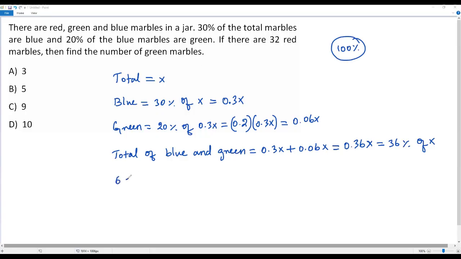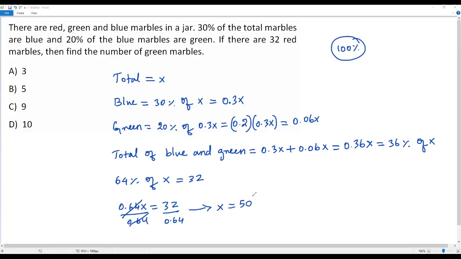So 64% of the total number of marbles, that is X, must be equal to the number of red marbles. Already we know the number of red marbles, given in the question itself, that is 32. Now in this equation we can solve for X, which represents the total number of marbles in the jar. For that we have to write this 64% as a decimal. Then I'm getting 0.64 times X equals 32. Let me divide both sides by 0.64. Then 0.64 will cancel out. Now we have X on the left side. On the right side, when I divide 32 by 0.64, I'm getting 50.